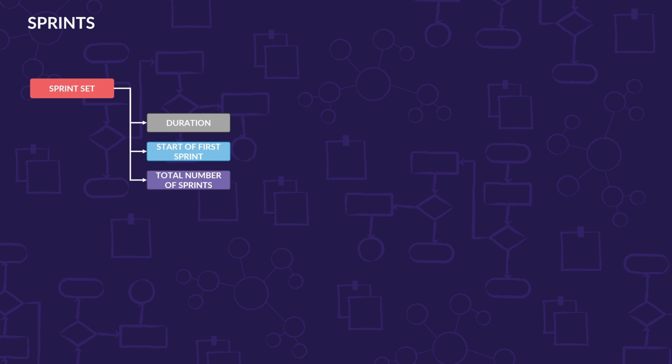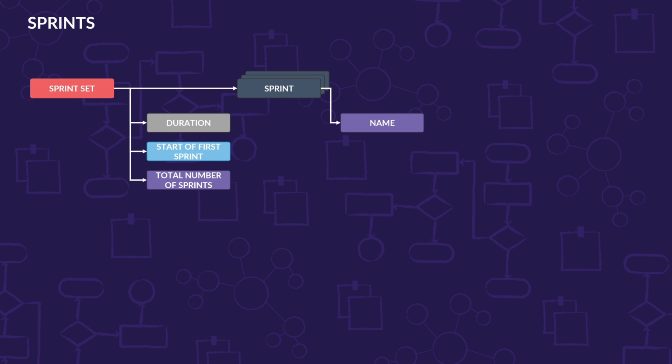So for example, if I think I want to plan a year ahead, I can say I want my duration set to 14 days, I want the start of the first sprint to be today, and I want the total number of sprints to be 26. Our software will automatically create 26 sprints of 2 weeks duration starting today and going for 1 year. And you'll get this whole set of sprints that get defined.